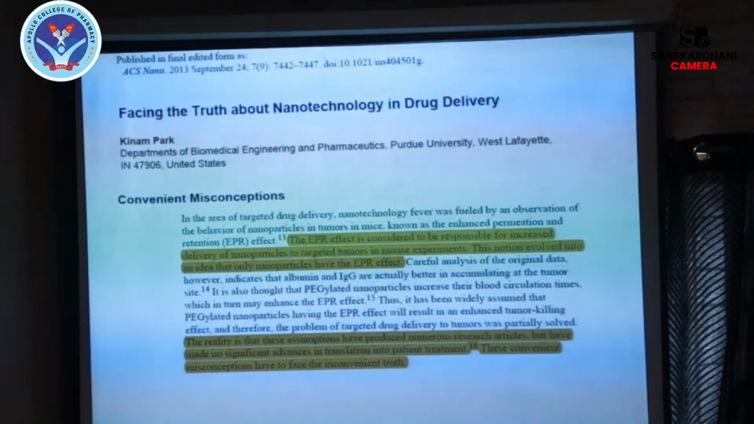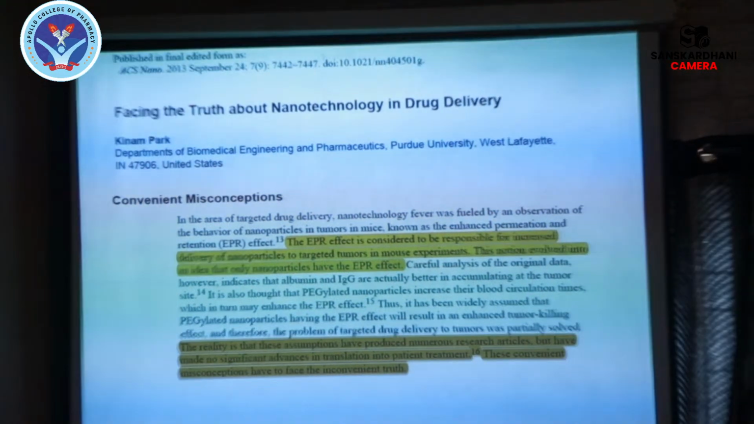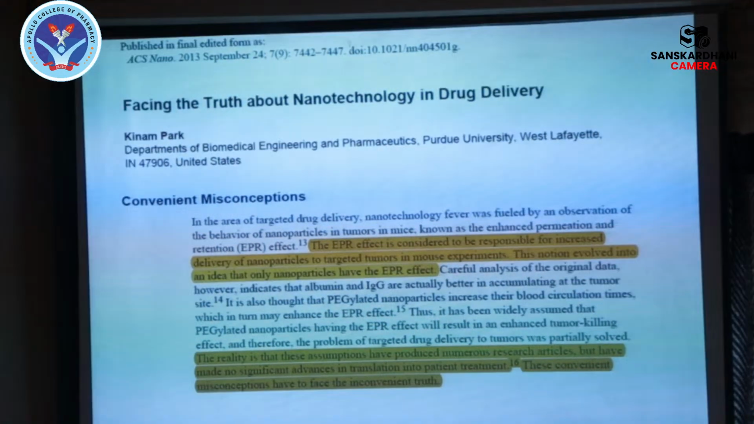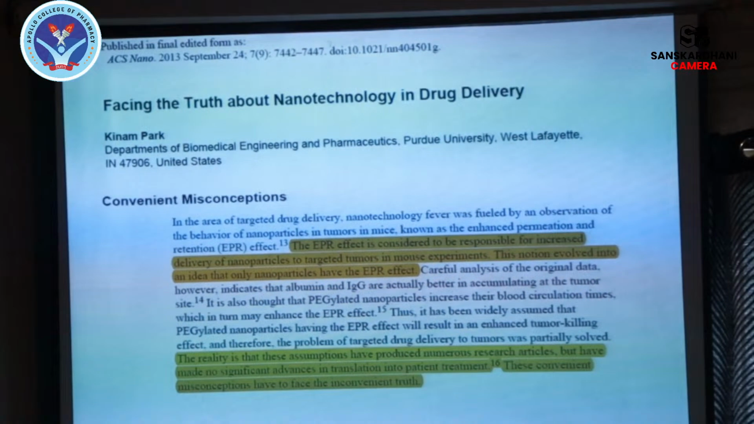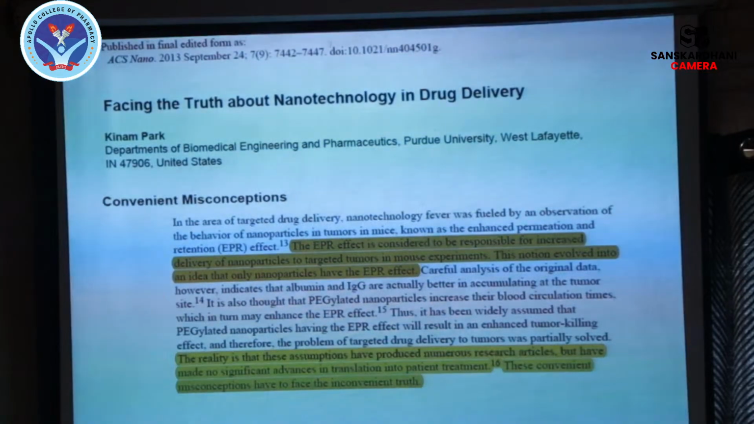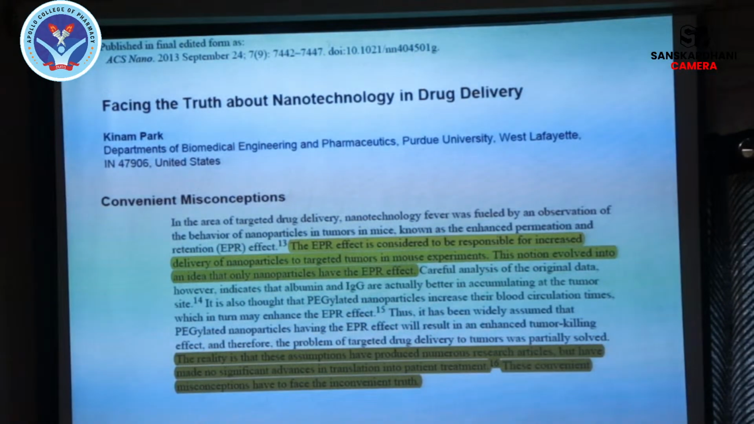Now this is all about the theoretical aspects of nanomedicine: why nanomedicine works and how it works, and why it is better than a free drug injection because of its targeting capabilities. Now this is the next part of my talk, wherein I am talking about the downside of nanoparticles. This is an article published in the journal ACS Nano.